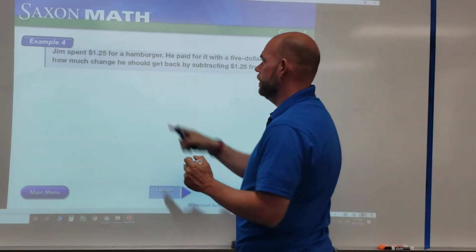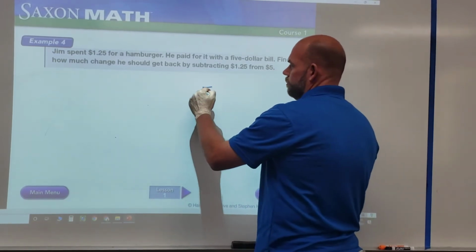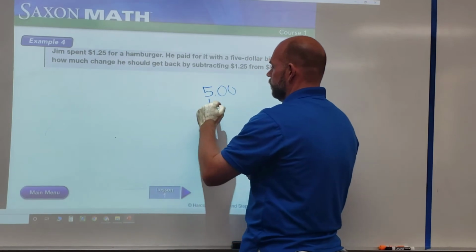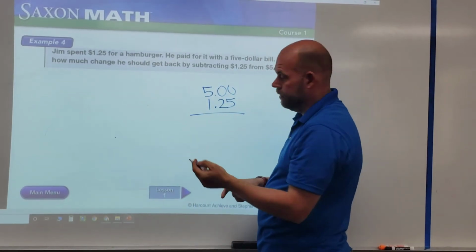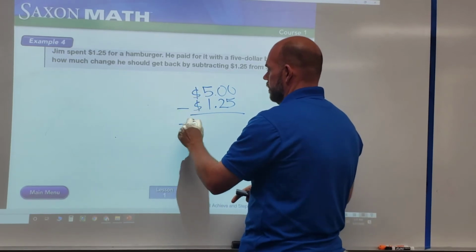The minuend will be the original amount. That's what he paid. So we're going to subtract. The subtrahend is what we subtract, $1.25. And then the difference is what he will get for change. Now we can put our dollar signs on here so we don't forget.